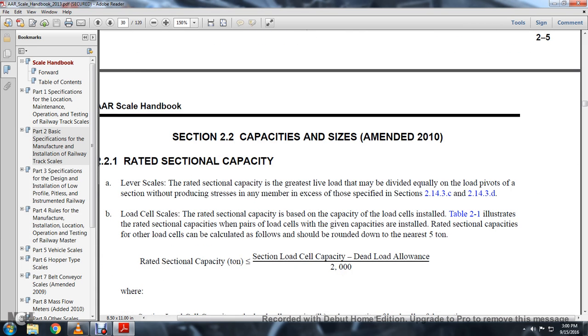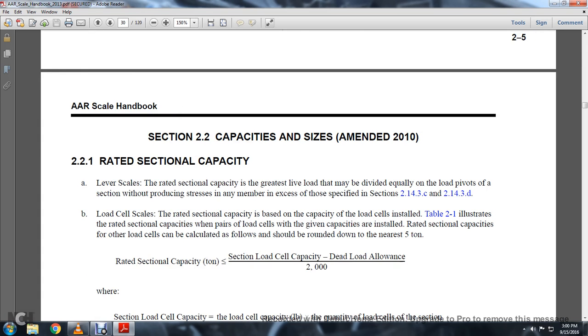2.2 Capacity and size, amended in 2010. 2.2.1 Rated sectional capacity, level scale. The rated sectional capacity is greater than the live load that may be divided equally among the load pivots of the section without stresses in excess of those specified in section 2.14.3, 2.14.3c and 3d. Load cell scale: the rated sectional capacity is based on the capacity of the load cells installed. Table 2.1 illustrates the rated sectional capacity with the capacity of the installed load cells. Other loads can be calculated and should be rounded down to the nearest 5 tons.